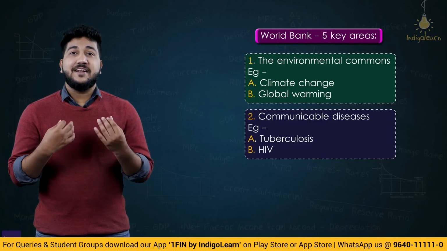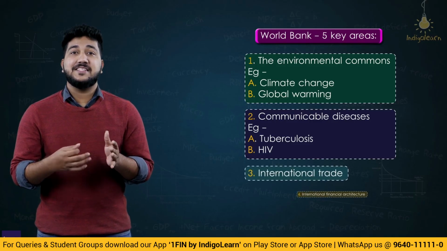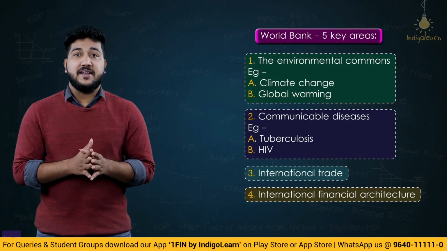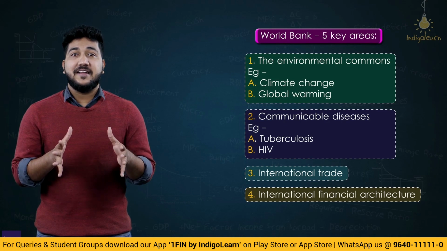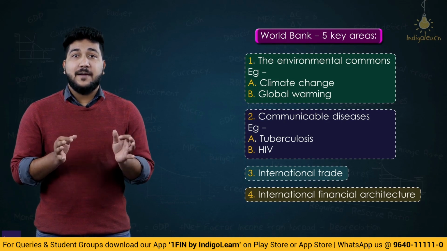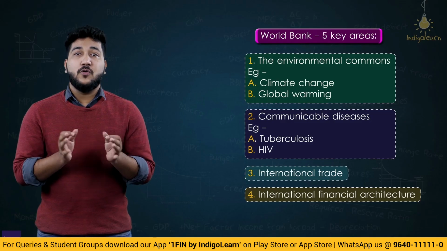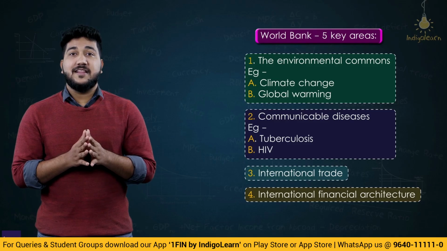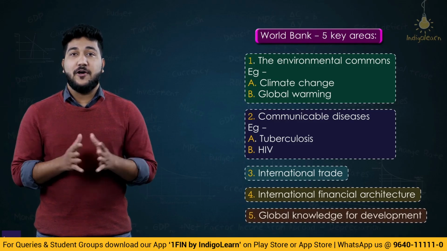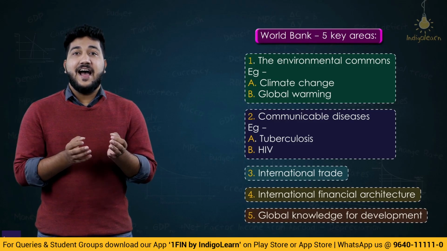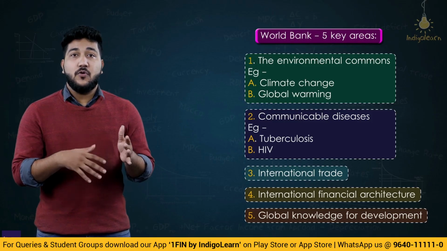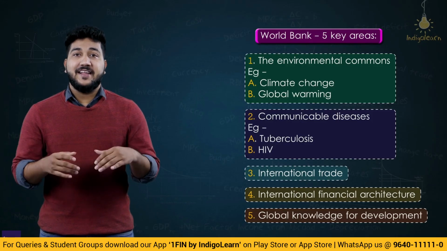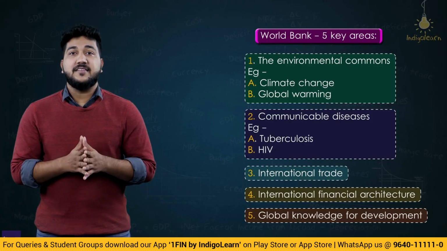Next they say about international trade and international financial architecture. Now they say that international trade needs to be healthy between the countries, and in order to do that all the countries again have to come together and provide a global service or global good, we call it, that will be enjoyed by everybody. And also the last one that World Bank says is about global knowledge for development. They say if there is any underdeveloped country, they need to be told how to come up and how to develop themselves and become a proper country where they give standard of living to all the citizens in that country.